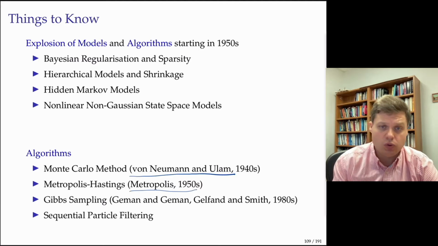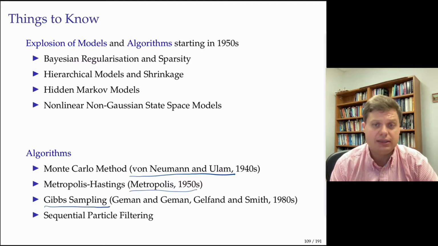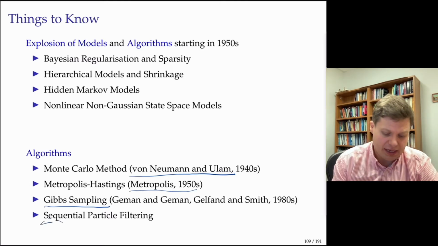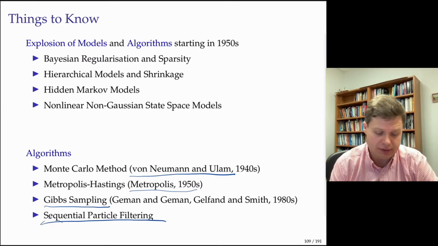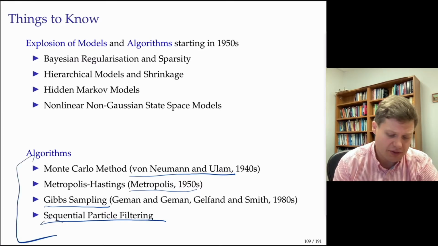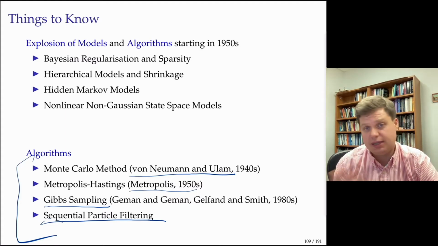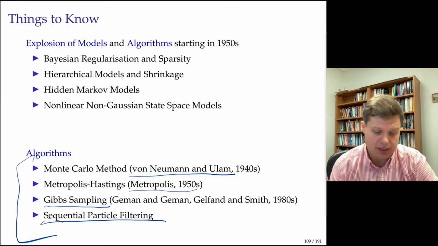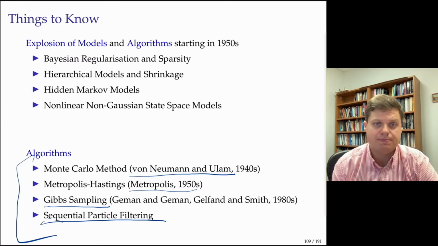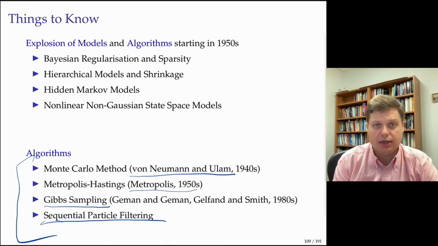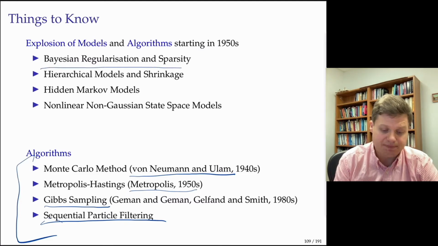And then later on we have Gibbs sampling, Geman and Gelfand and Smith. So this is the 1980s, and I think Gelfand and Smith was 1990 or 1991. And then in the late 90s we have sequential particle filtering. So all of those algorithms are relatively new by the standards of mathematical theories and mathematical algorithms.